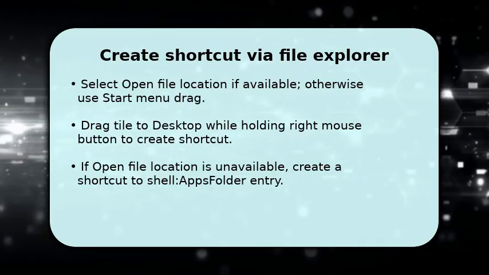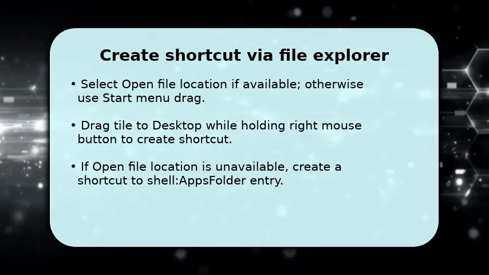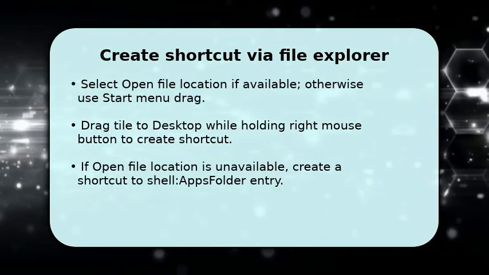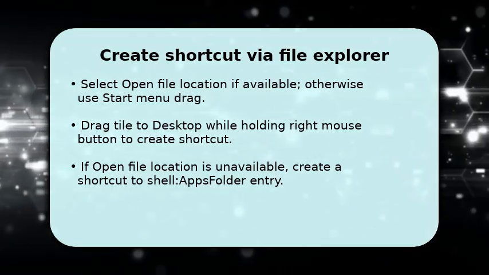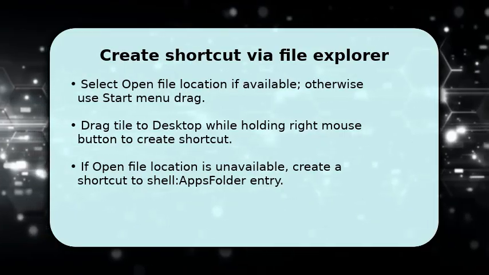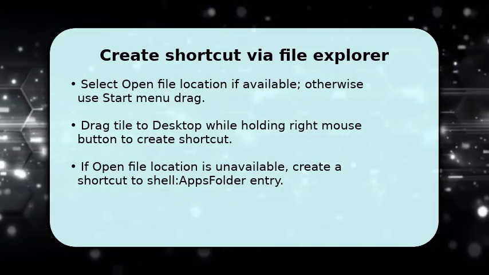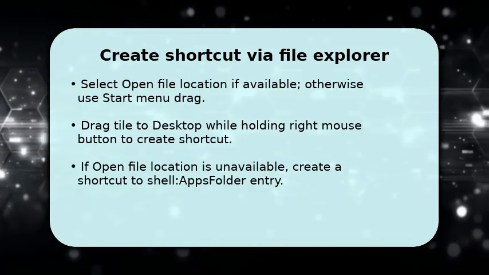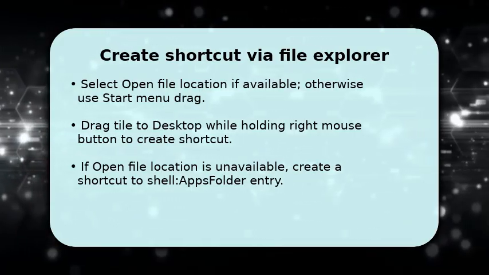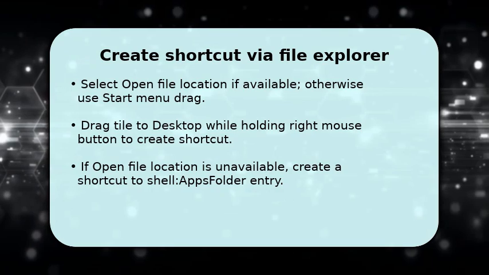If that option is missing, drag the Start tile to the desktop with the right mouse button and choose Create Shortcuts Here when prompted. Alternatively, open Run, type shell:AppsFolder, find the game, right-click and choose Create Shortcut. Windows will prompt to place it on the desktop. Accept that prompt to finish this step.